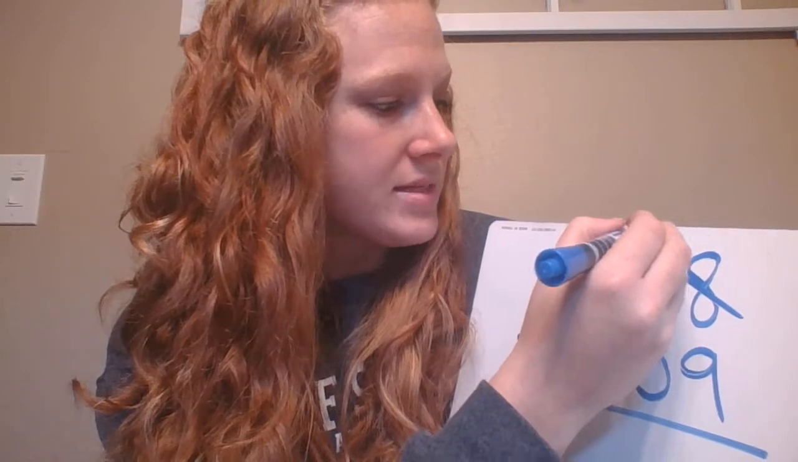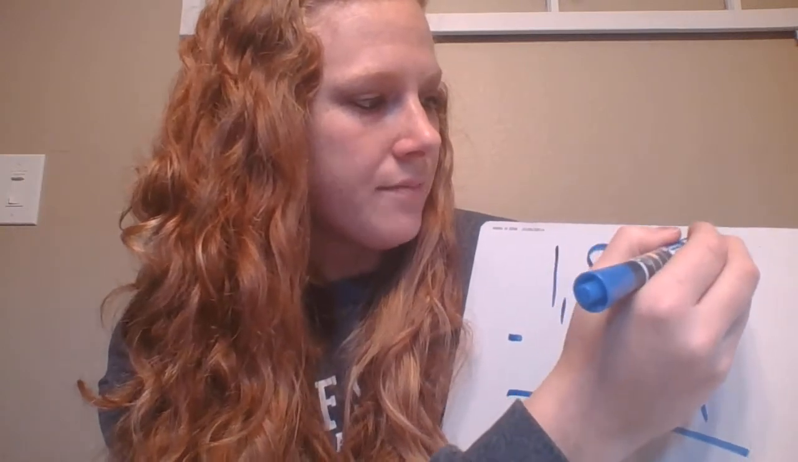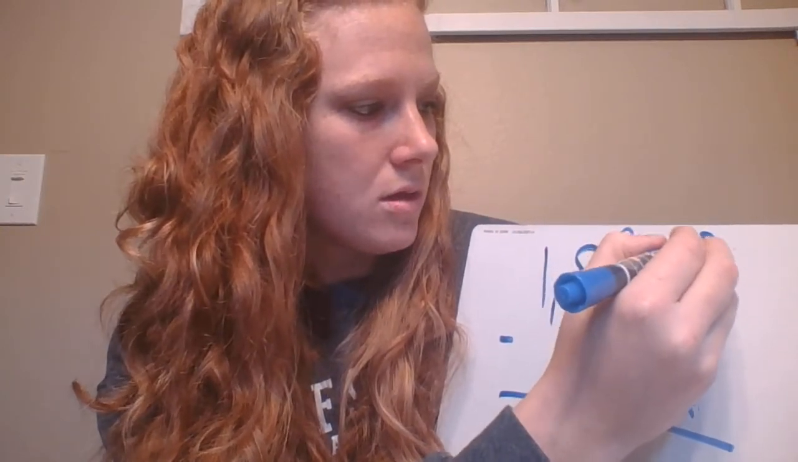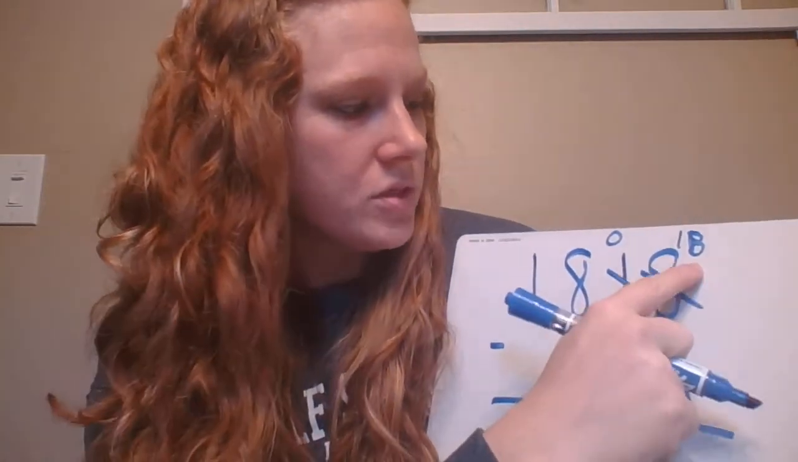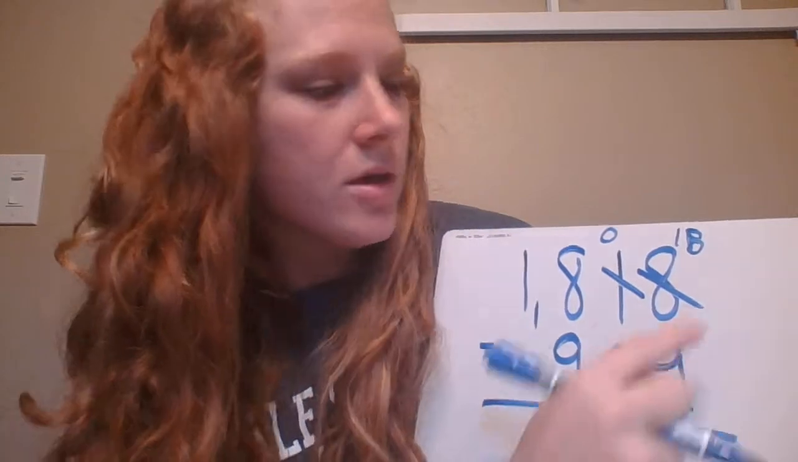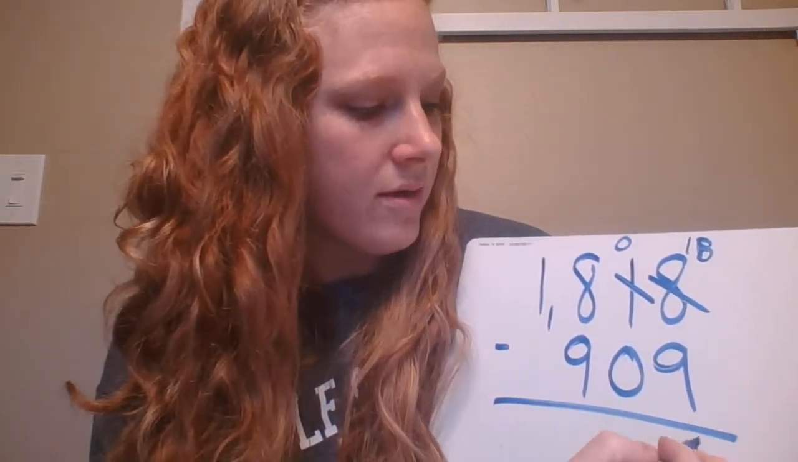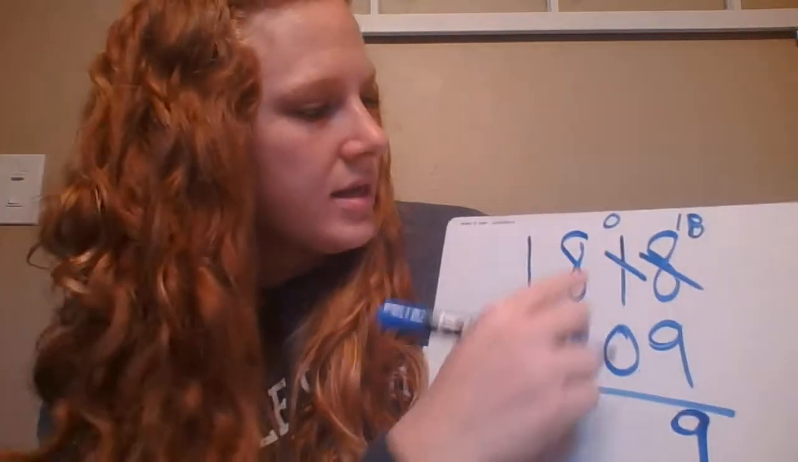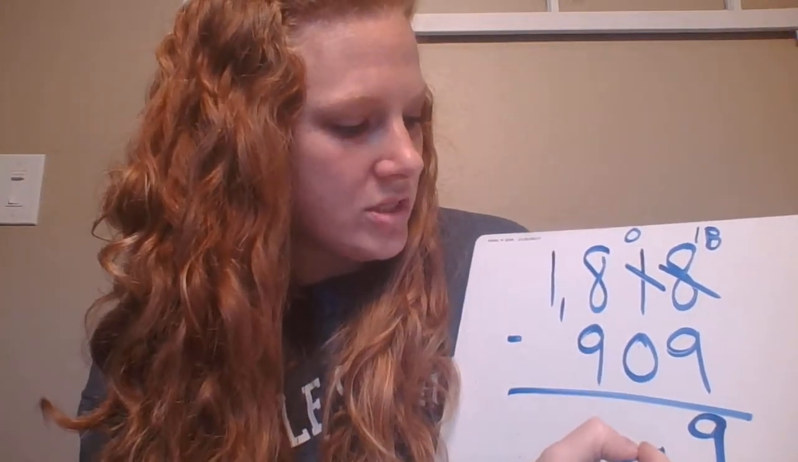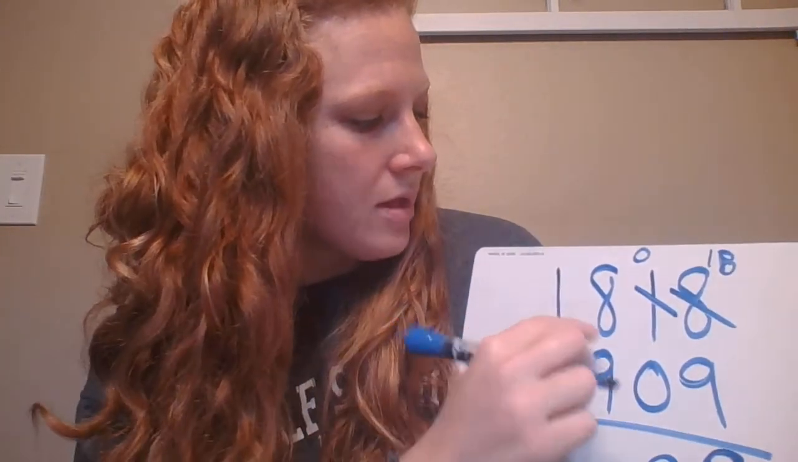The 1 becomes a 0, so that this 8 can become an 18. So 0 y 18. So next we're going to do 18 minus 9. 18 menos 9, which is 9, or 9. Next we would do 0 minus 0, which is 0.